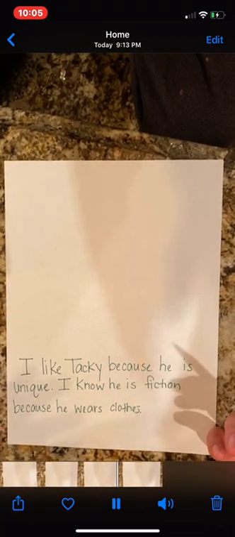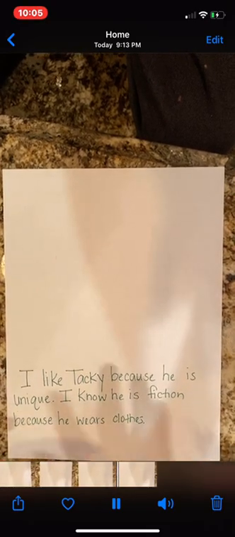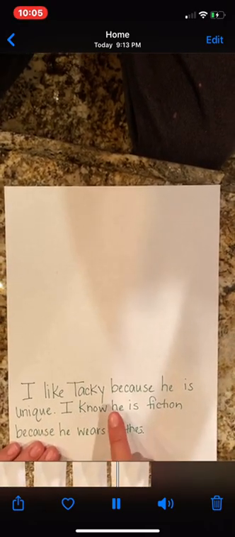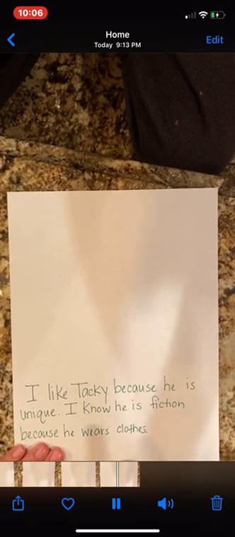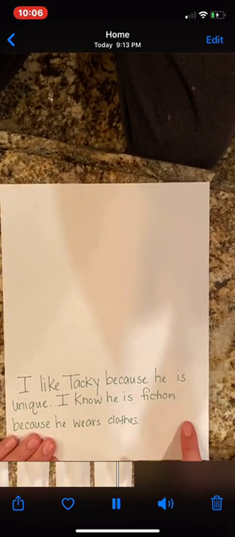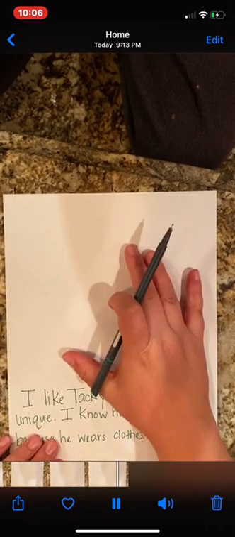That story is not giving us information. So you might say, I know she is fiction because she is in an entertaining story, or because she is in a story that entertains, okay? And then you draw a great picture up at the top. I can't wait to see what you guys write.